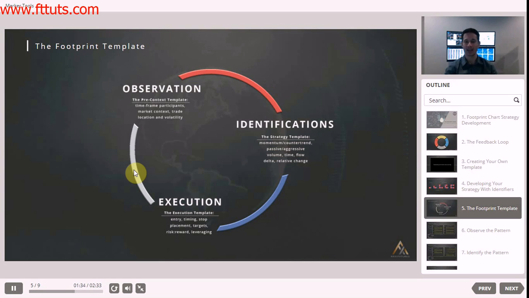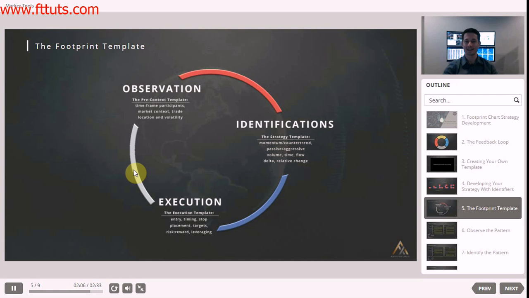Now, once we've observed the potential pre-context or preconditions, we then move on to the identification of one of the 10 unique strategies you're going to learn. Obviously, these will be effectively the strategy identifiers or the characteristics of each strategy. So some of the identification parameters are momentum and counter trend, passive aggressive flow, volume, time, flow, delta, and relative changes.